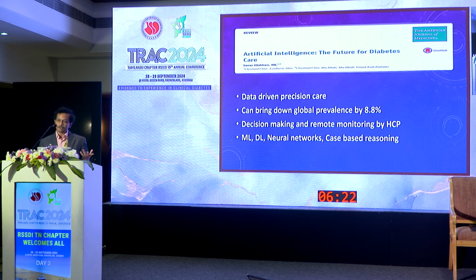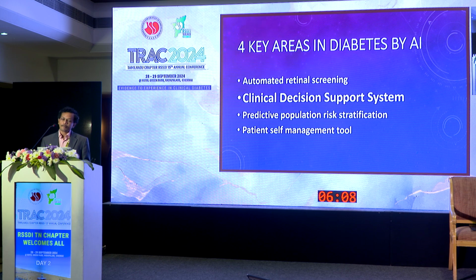Right now, many of you might be using some apps to provide remote care to your patients. And of course, all these things have been discussed by the earlier speakers, like machine learning, deep learning, neural networks. Now, what are the 4 key areas as far as diabetes is concerned? We already know about automated retinal screening. With a fundus camera, if we feed the images, the artificial intelligence can give the result, whether the person has retinopathy or not.